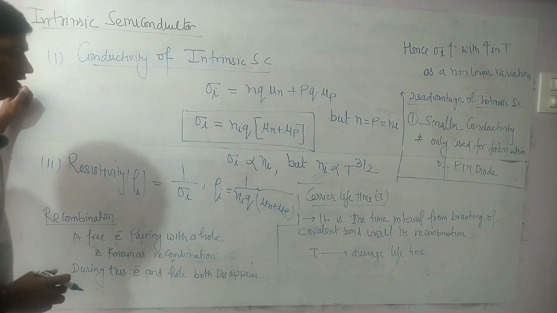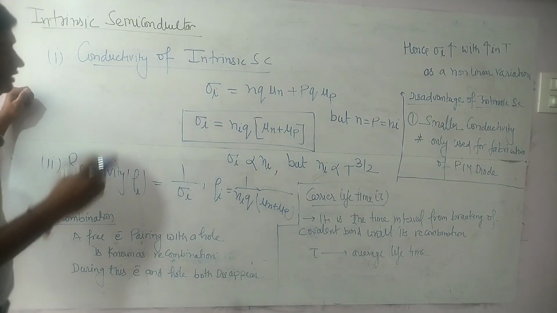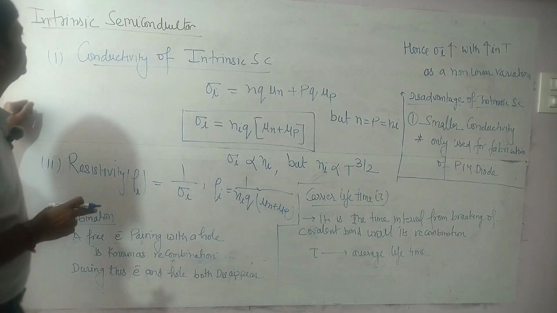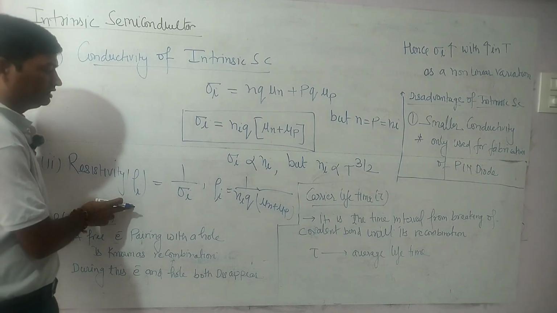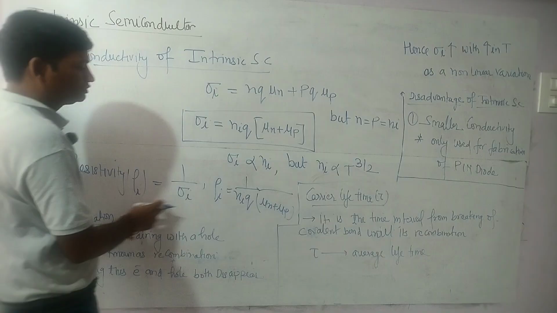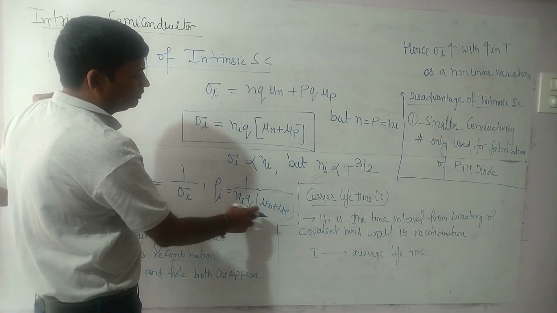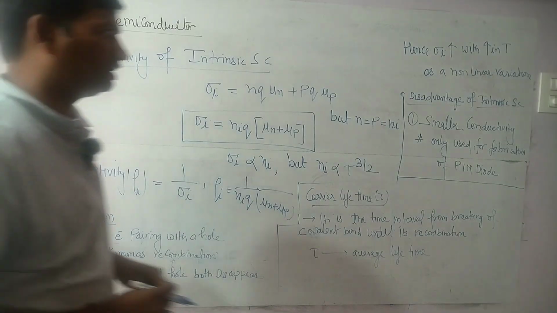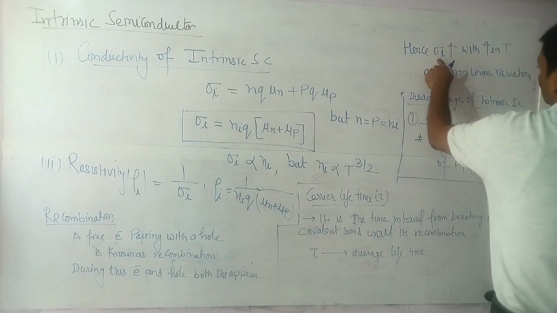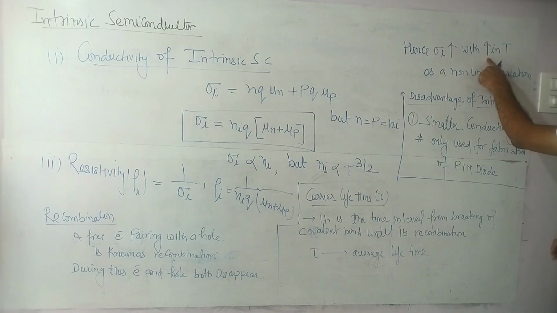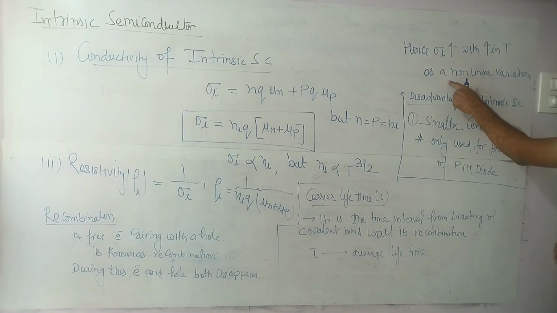So we can say the conductivity depends on the intrinsic concentration: the higher the intrinsic concentration, the higher the conductivity in an intrinsic semiconductor. Resistivity is inversely proportional to conductivity. So we can say rho i = 1 / (ni q (mu n + mu p)). Suppose we increase the temperature, then this behaves as a non-linear variation in an intrinsic semiconductor.